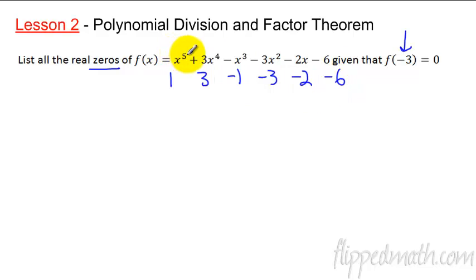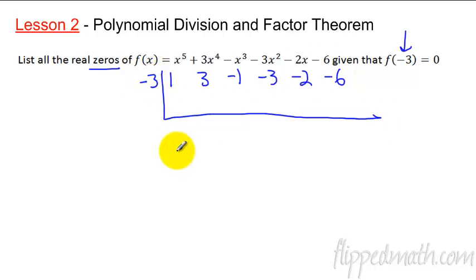Let's make sure we didn't miss a term here. 5, 4, 3, 2, 1, 0. I'm just counting to make sure I didn't miss any terms. So now we're going to set up and use synthetic division. A minus 3. The 0 goes on the outside. We don't put anything right there, so the 1 just comes straight down.